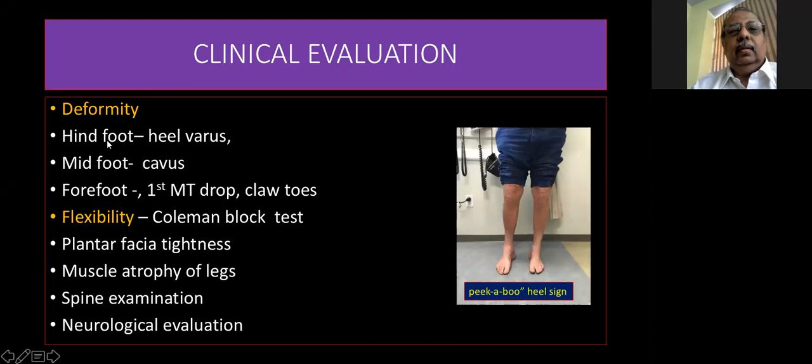One sign that is usually described is what is called a peekaboo sign. That is hide and seek. If you look from the front, normally you are not seeing any part of the heel. Here you find that something is coming out from the hiding. That is the heel. This is because of the heel varus. So you ask the patient to stand, look from the front, and if the heel is visible, then you call it a peekaboo heel sign. It is the reverse of the too many toes sign that is seen in planovalgus feet.